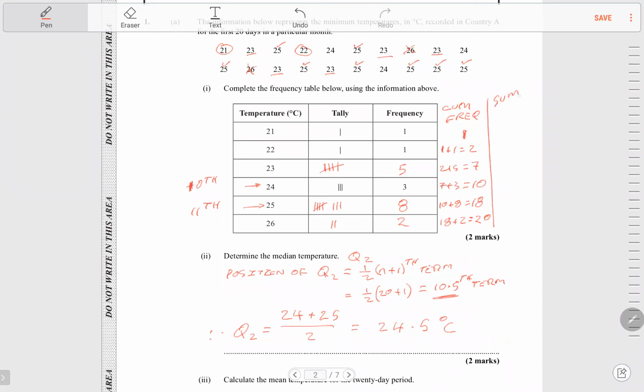My sum column is f times x. This is the frequency f. These are your scores, which is x. That's a quick way to add them up, right? So remember, you're multiplying the frequency and the scores. So it will be 1 times 21 is 21. 1 times 22 is 22. Then 5 times 23 is how much? That's 115. Somebody can check that for me.